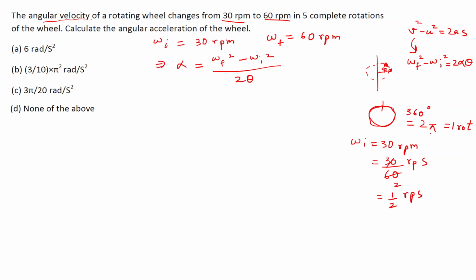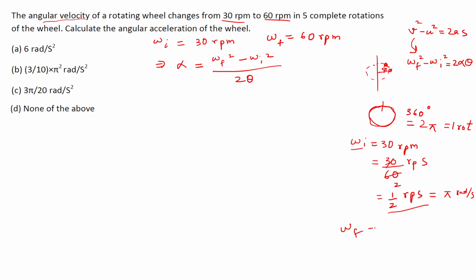Now we know for one rotation, 2 pi radian distance will be covered. So half rotation means omega i is half rotation per second, which is equal to, one rotation is 2 pi, so half rotation is pi, right? This is pi radian per second.